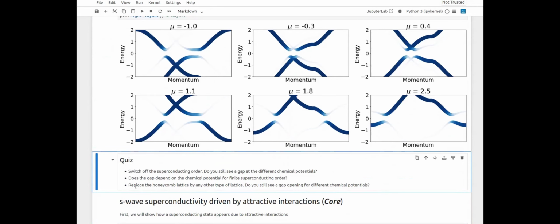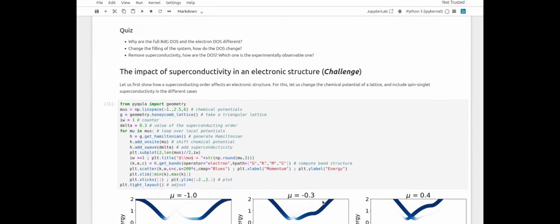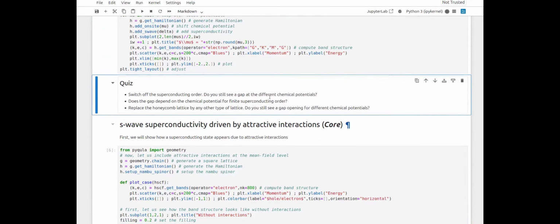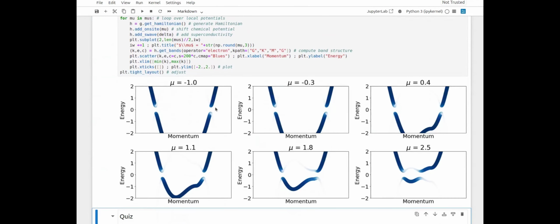And then the last question is to replace the honeycomb lattice by any other type of lattice, and see whether we see a gap opening for different chemical potentials. What we can do is replace the honeycomb lattice, for example, by a triangular lattice. When we replace it by a triangular lattice, you see that even though the electronic structure is definitely different, the existence of a gap remains. And the gap is, of course, all the time the same for all the chemical potentials.